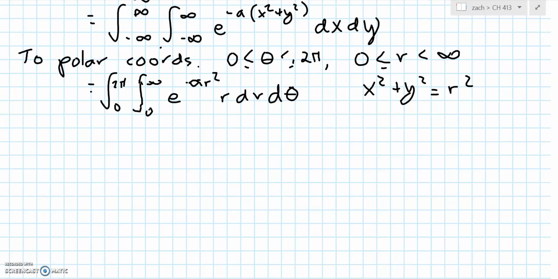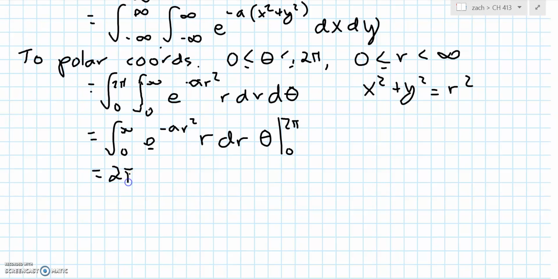So the really easy one to do is the d theta integral. So then we get the integral from 0 to infinity of e to the minus a r squared r dr, and theta evaluated from 0 to 2 pi, which is pretty easy. So you get that this is 2 pi times the integral from 0 to infinity of e to the minus a r squared r dr.